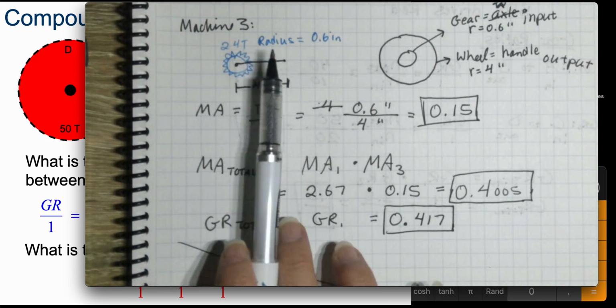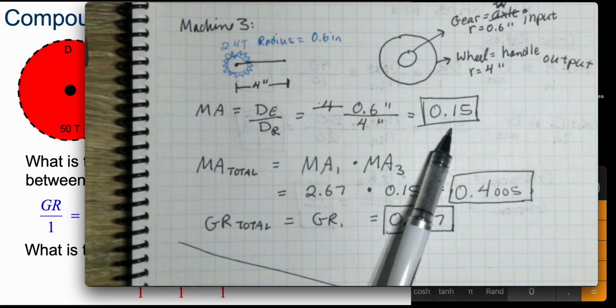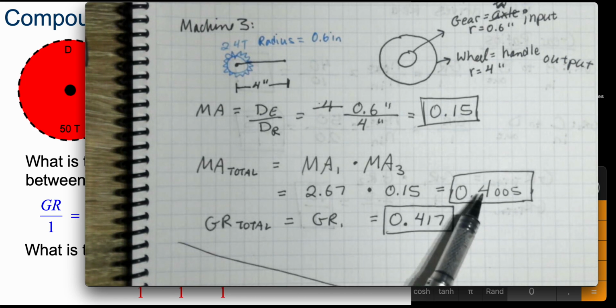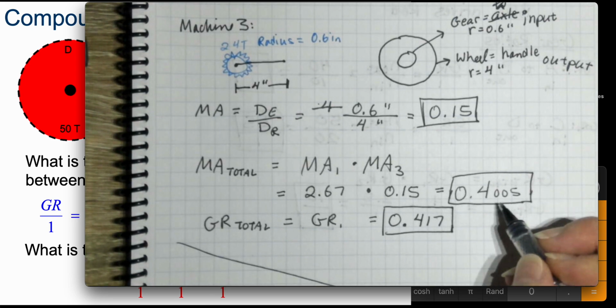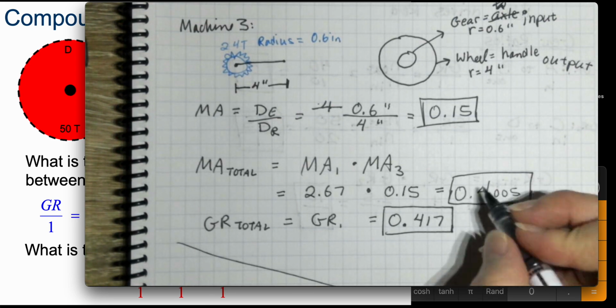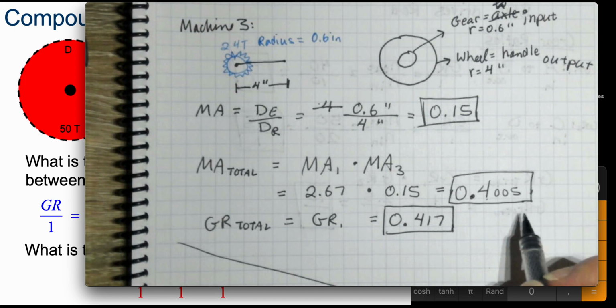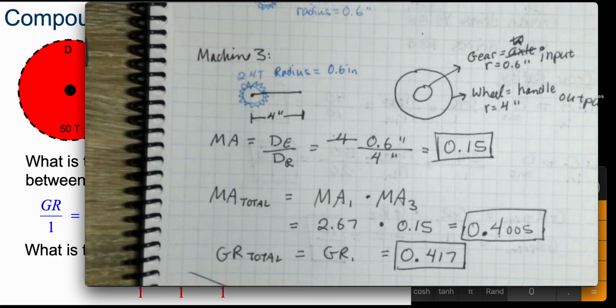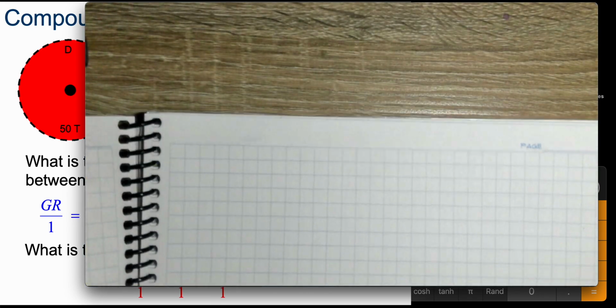And then machine number 3, that was the 0.15, and then the total mechanical advantage, that was these 2 multiplied together, got us about 0.4, which was exactly 0.4005, but just rounding that off to 0.4 would be fine. I just wanted to make sure that you saw that these are 2 different values. It's just a coincidence that they both happen to round to 0.4. So our gear ratio was the 0.4. And so that's for a compound machine that's using some simple machines as well.